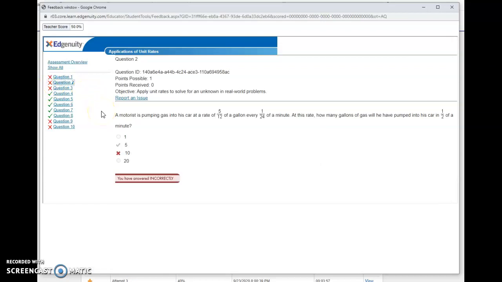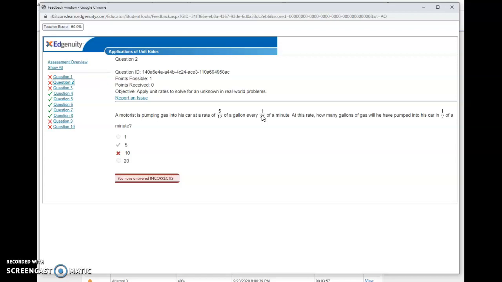All right, here, a motorist is pumping gas into his car at a rate of 5/12ths of a gallon every 1/24th of a minute. At this rate, how many gallons of gas will he have pumped into his car in half a minute? All right, so this is something we need to figure out. If it's 1/24ths of a minute, you're trying to look out for half of a minute.